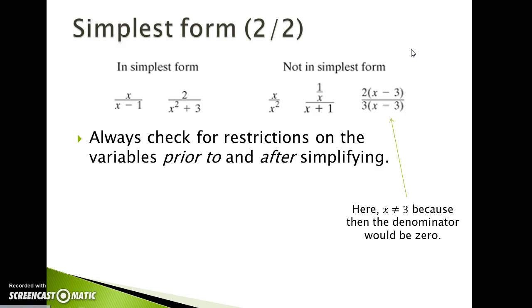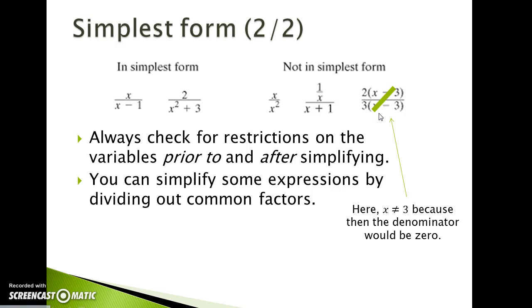Remember, when you're looking for restrictions, you should always check on the variables prior to and after simplifying. So here, x cannot be 3. If x were 3, that would make the denominator 0. We can't divide by 0. So even though x minus 3 goes away when we simplify it, we still have to say that x cannot be 3, and that is a restriction because originally it would not have worked.